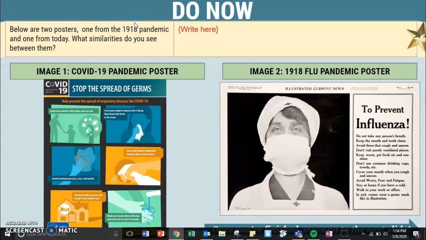As a reminder, anytime that you see this gold star on a slide, there's something that you need to complete, whether it's multiple choice, drag and drop, writing, or adding annotations.